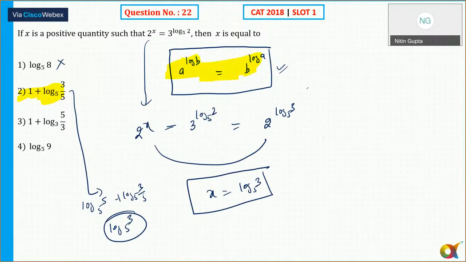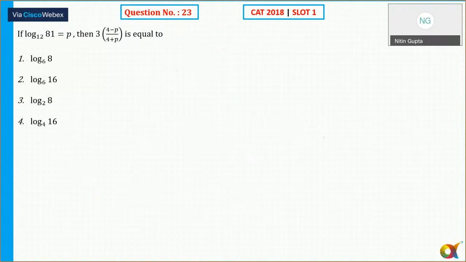All right, guys. So let's move to the next question, 23. Again, a very standard type of question. It is log of 81 to the base 12, it is equal to P.